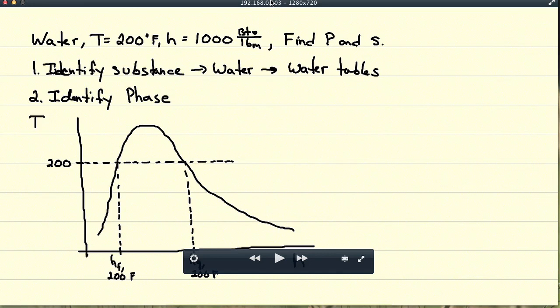Now, in order to look those two values up, we're talking about saturation properties here, so I'm going to go to the saturation tables. Because I have water and because I am given temperature, I'm going to find h_f and h_g by going to table A4. I go to table A4 because this is my saturated water table sorted by temperature.